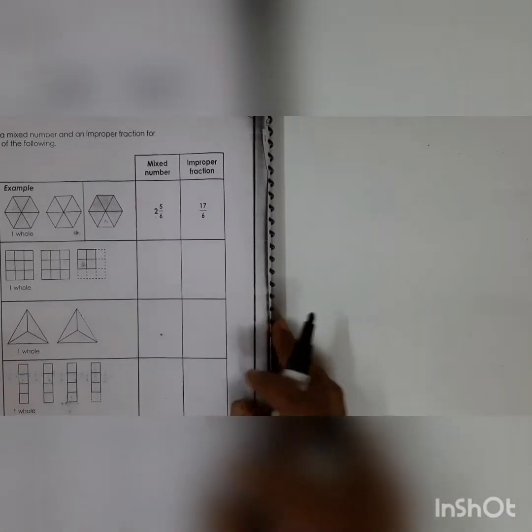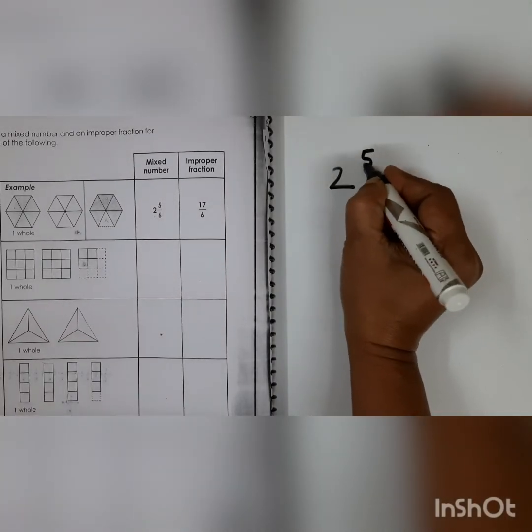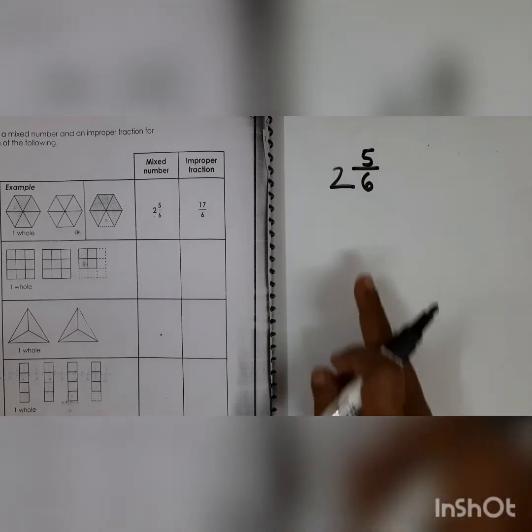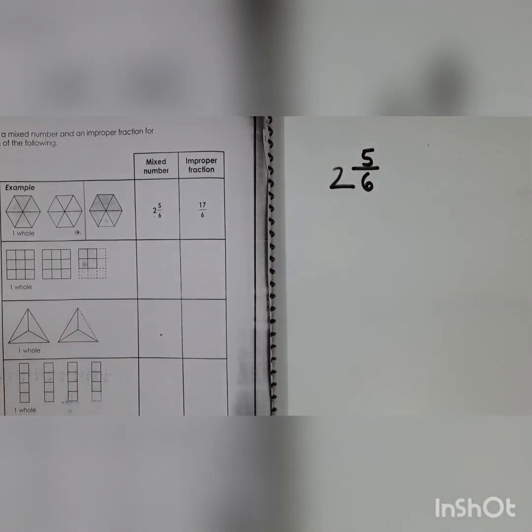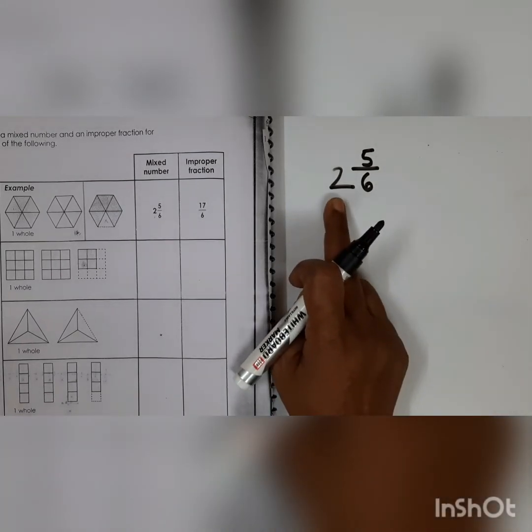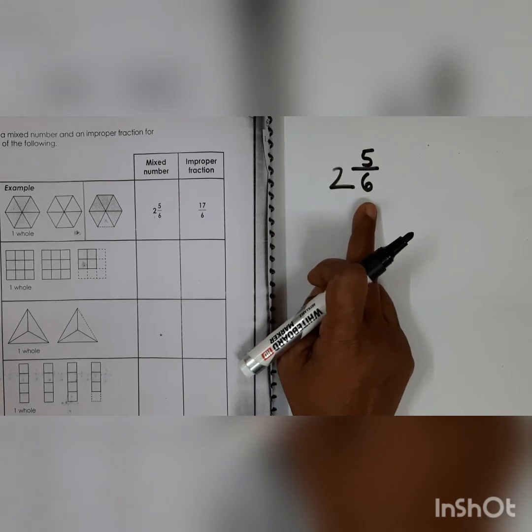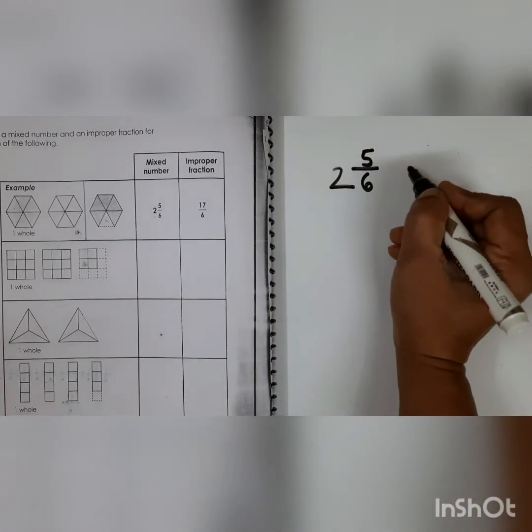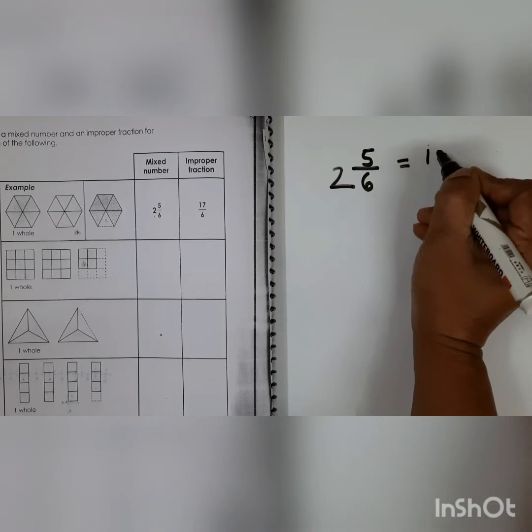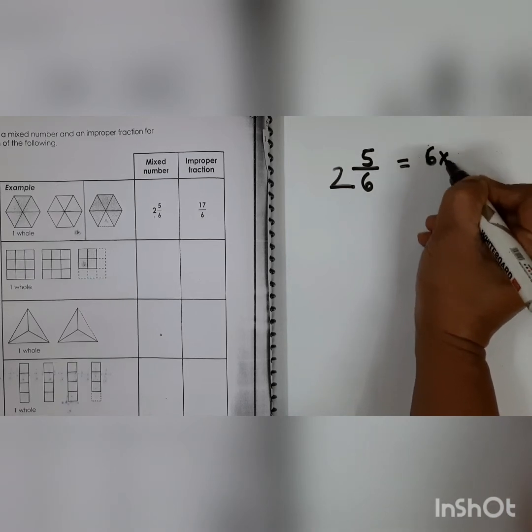Okay, now let's try this, children. How do you get this improper fraction? Come on, let's try. It is 2 and 5/6. How do we convert a mixed number to an improper fraction? What did I say? What is your step 1, children? Step 1 is multiply the whole number part by the denominator. Which is your whole number part? 2. You will multiply this by the denominator. So that will be 12. That is 6 times 2.